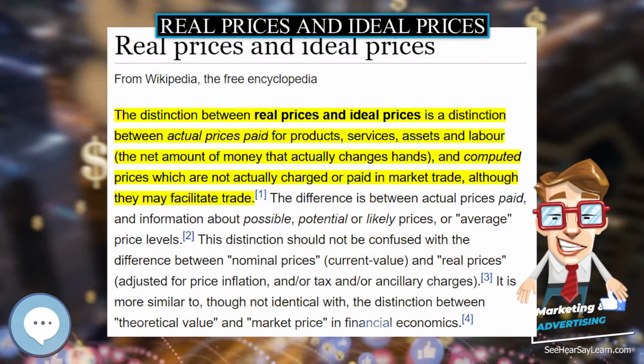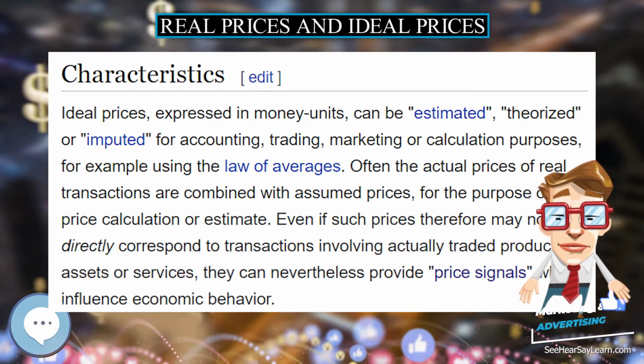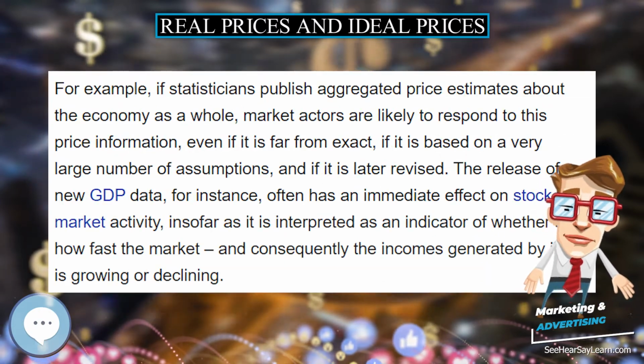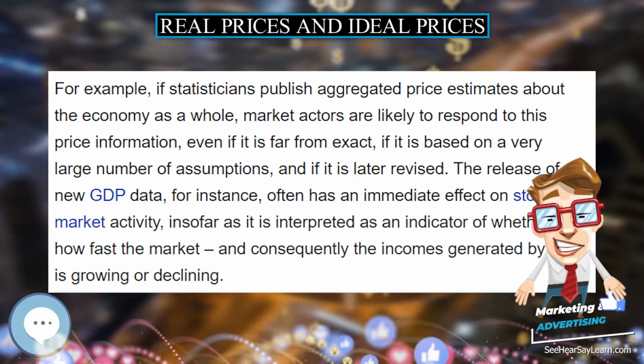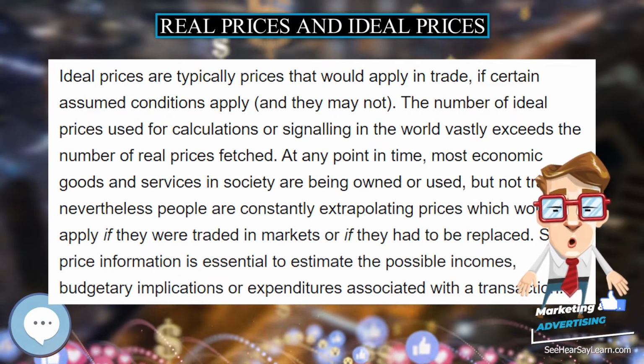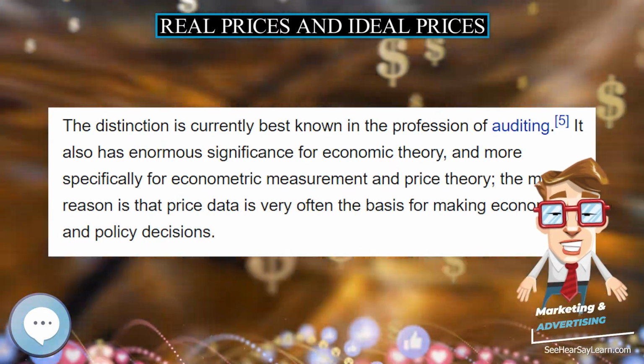Real prices and ideal prices. The distinction between real prices and ideal prices is a distinction between actual prices paid for products, services, assets and labor, the net amount of money that actually changes hands, and computed prices which are not actually charged or paid in market trade, although they may facilitate trade.